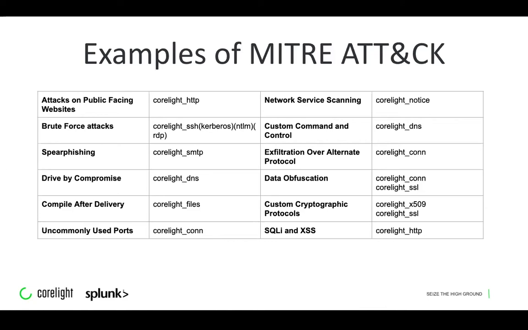And here are just some common tactics that are used in that ATT&CK framework. And you'll notice I've attached the source type for how we detect these things. So as I mentioned, we can see attacks on public-facing websites right there in the Corelight HTTP logs. We can see spear phishing from the SMTP logs, and the list goes on. It's really, really powerful that with just one sensor, we have the ability to see a very large array of different attacks, and we can spend our time searching for those things instead of spending our time setting up infrastructure.